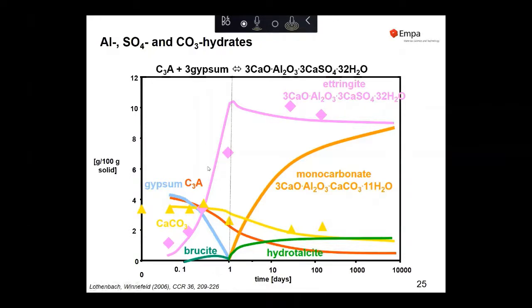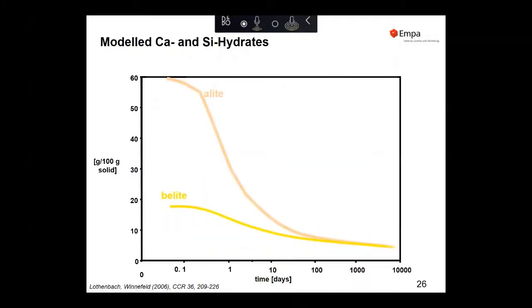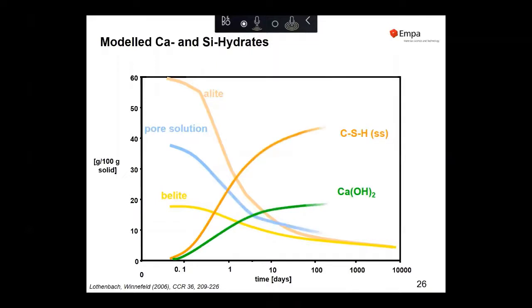At the moment when we run out of gypsum, we cannot make any more ettringite because we are missing the calcium sulfate part. We also can model calcium silicate hydrates. There we predict the formation of CSH, we predict the formation of portlandite, and again the dots show the measured data, and naturally we also predict a decrease of the amount of pore solution because the water is bound in the solid phase.